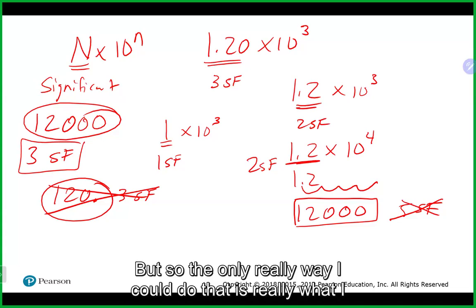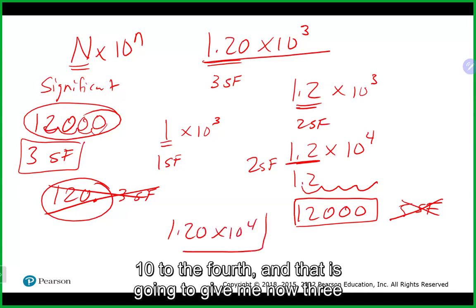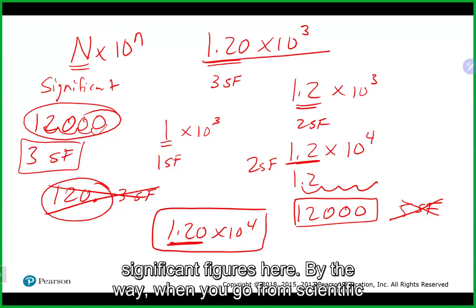So the only really way I could do that is really what I did right here. So we could go 1, 2, 3, 4 almost. 1.20 times 10 to the 4th. And that is going to give me now 3 significant figures here.